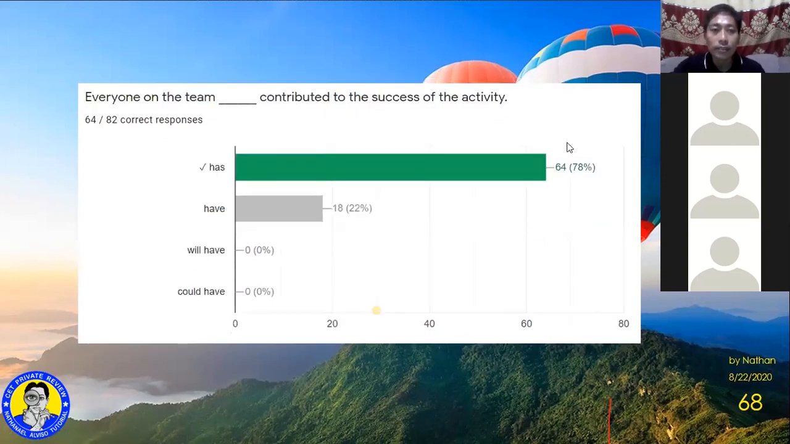Okay, next. "Everyone on the team blank contributed to the success of the activity." So we have here an indefinite pronoun that is always singular. Remember, everyone, each one, anyone, everybody. Even if the idea is there is more than one, but the fact that you use an indefinite pronoun that refers to a singular person, you take them one by one, okay? So you use the singular verb: has contributed to the success of the activity.